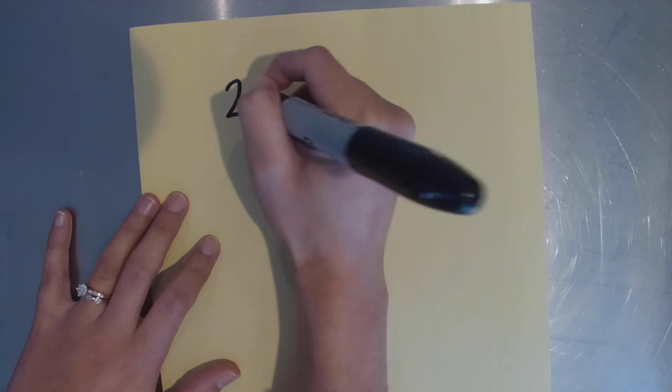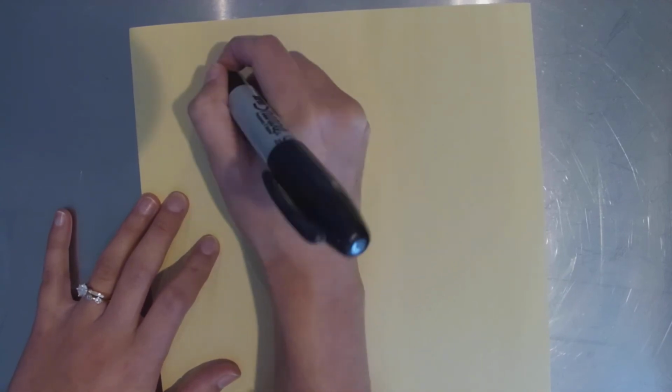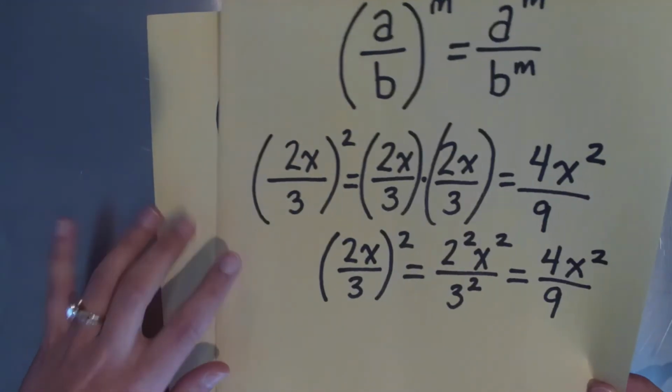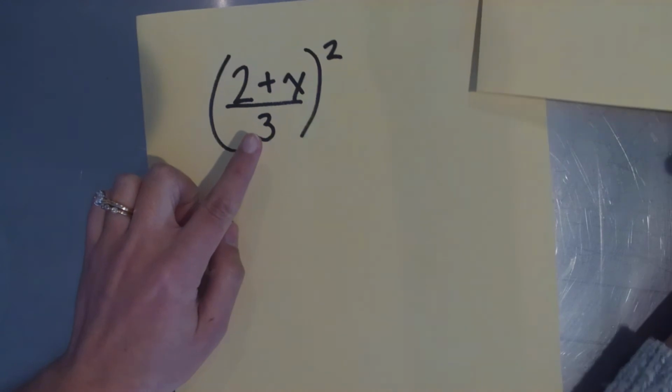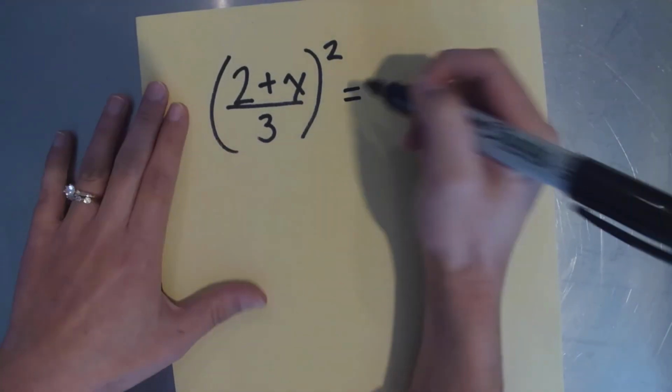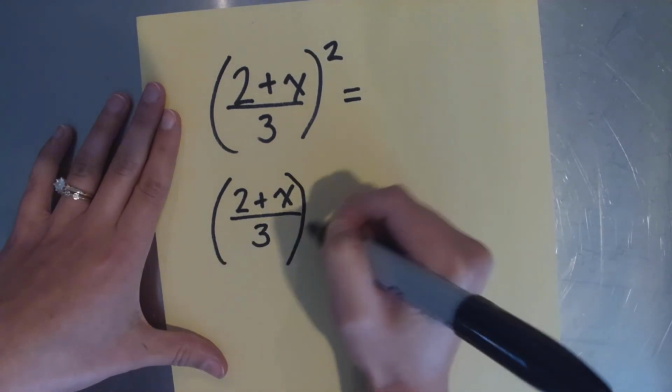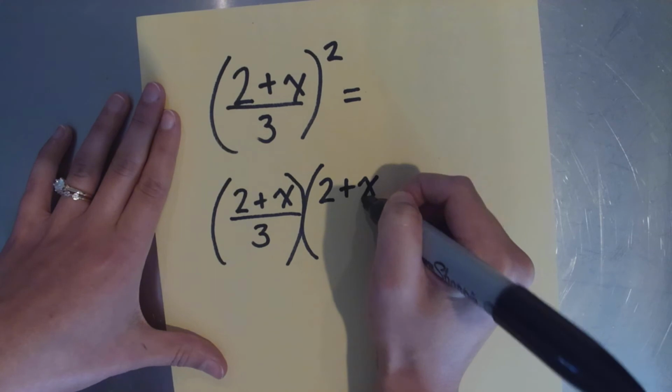Now just to show an example of something that would not work out, if it was 2 plus x over 3 squared. Okay, so notice how before we had 2 times x, now I changed it to 2 plus x. So let's see what happens when we multiply these together. I would have 2 plus x over 3 times 2 plus x over 3.